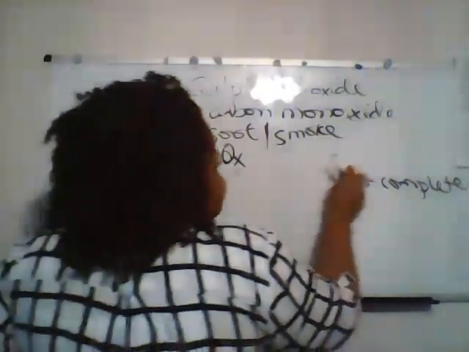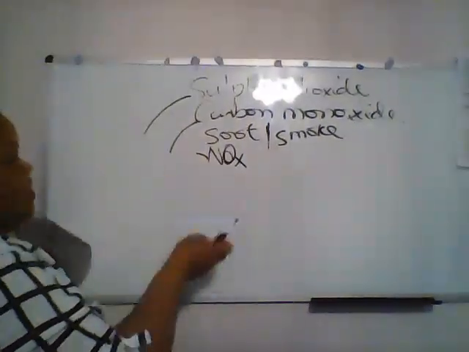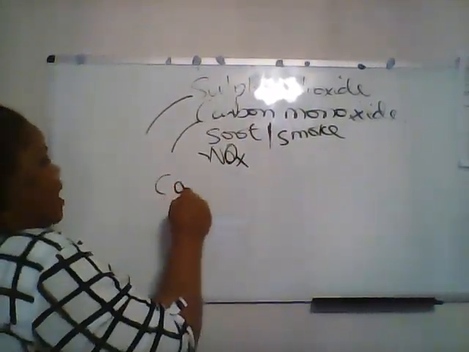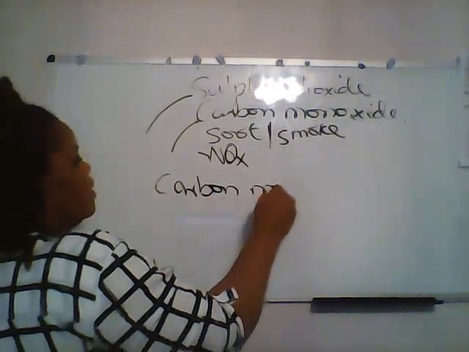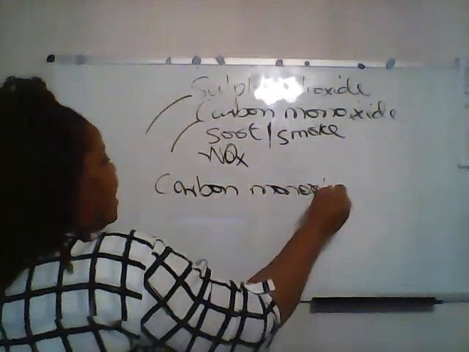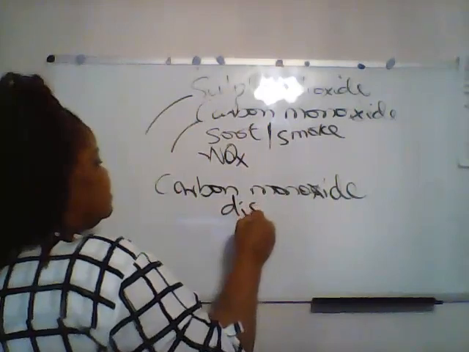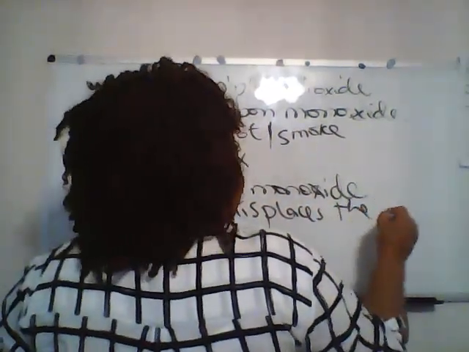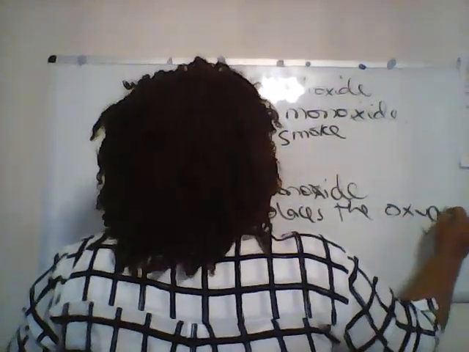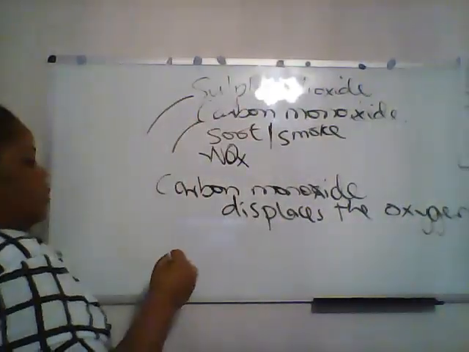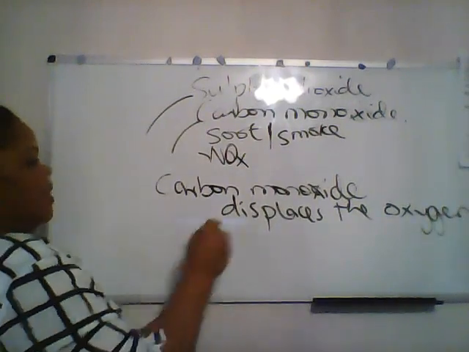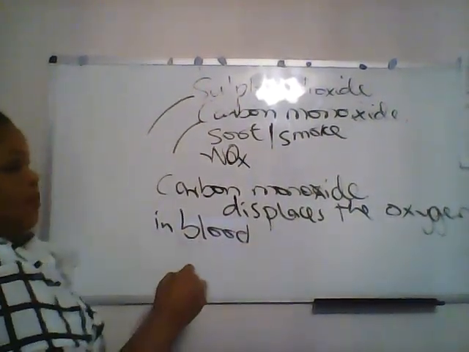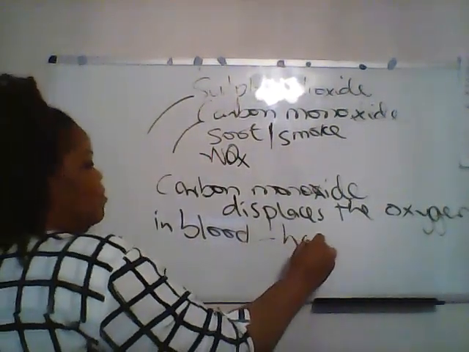So incomplete combustion leads to carbon monoxide. Now the major problem of carbon monoxide, wait for it: carbon monoxide takes the place of oxygen. So carbon monoxide displaces the oxygen in blood hemoglobin. There you go. People doing higher, I'm using massive keywords now. You break it down: displaces oxygen in blood. If you're doing foundation, stop there. If you're doing higher, you can add hemoglobin.